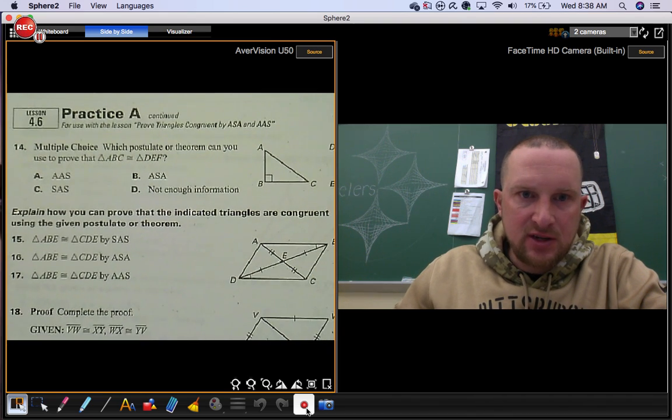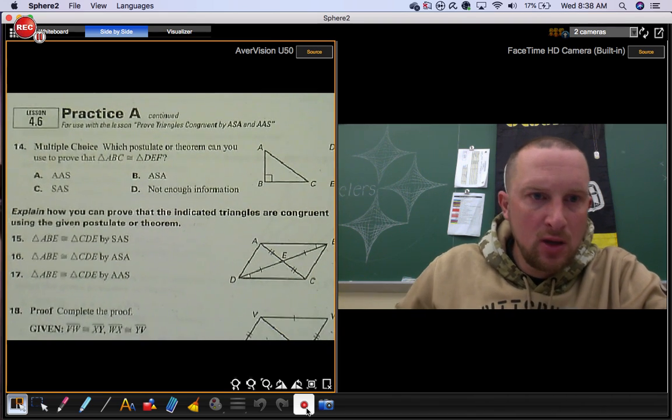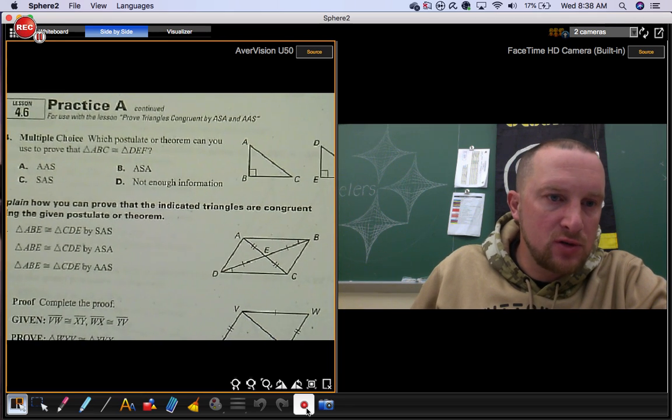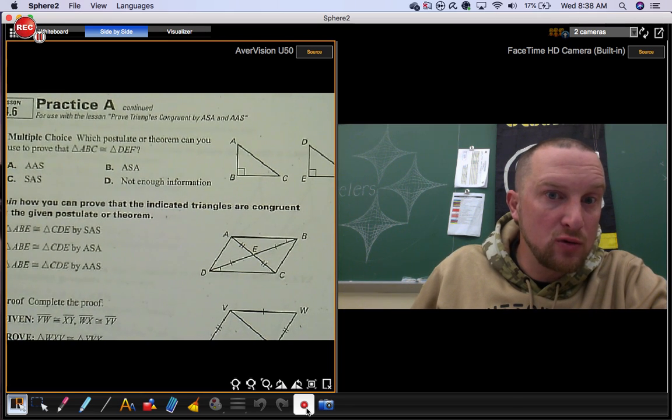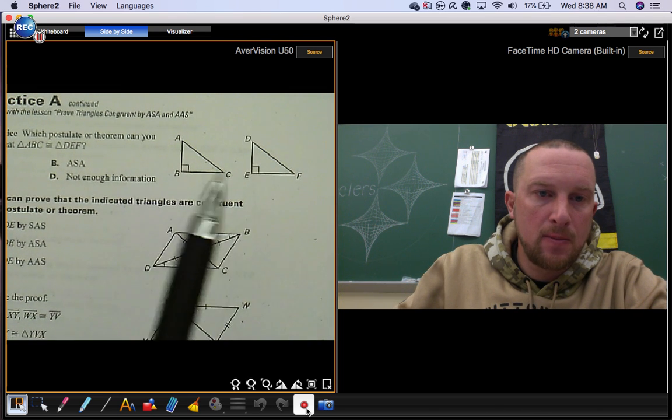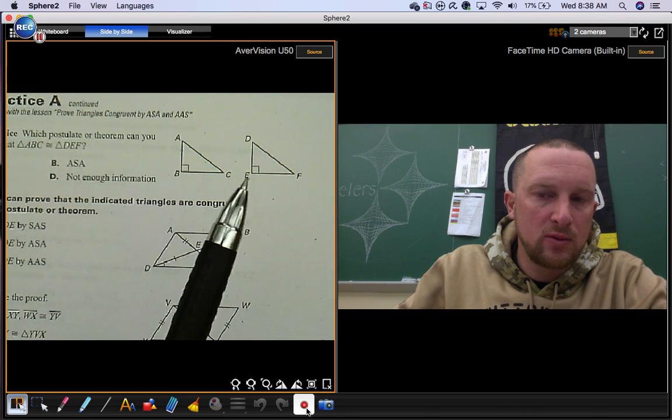This is practice A for section 4.6. Which postulate or theorem can you use to prove that these two triangles, triangle ABC and triangle DEF, are congruent? Well, we have two right triangles there, and that's really all we know.